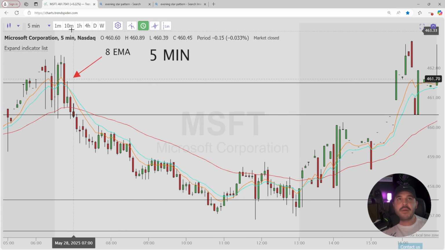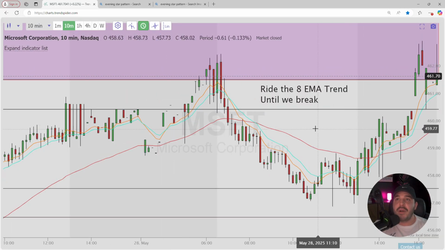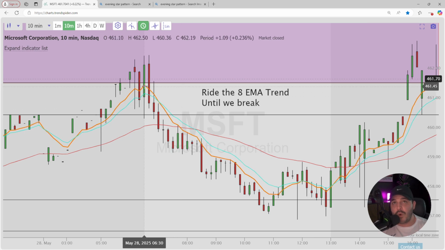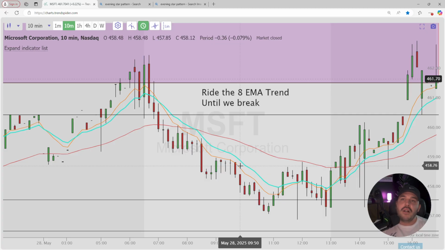Today it was pretty clean, but you'll see sometimes on the 5-minute we have a full body candle close above, say right here, but we still head lower. The higher time frame, like the 10-minute or the 15-minute, will keep you in that trend on the 8 EMA longer. So this is how you form a trade plan. This is how you take the entries. This is how you take the exits.